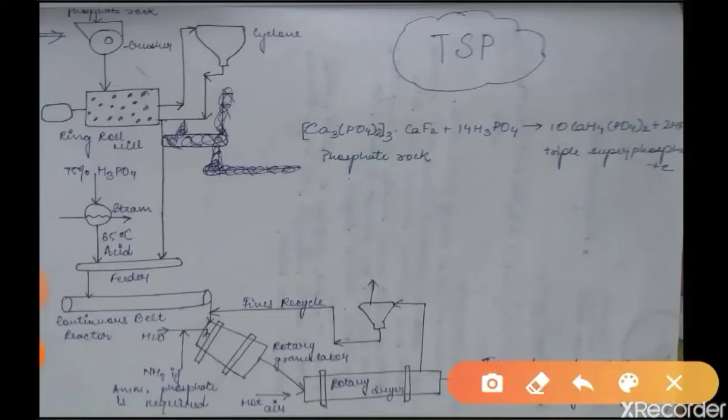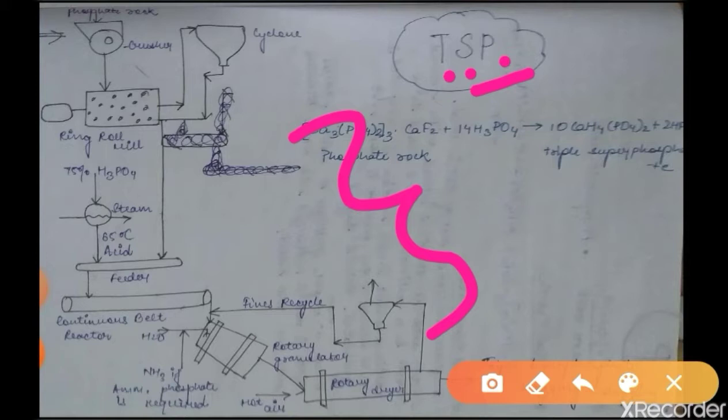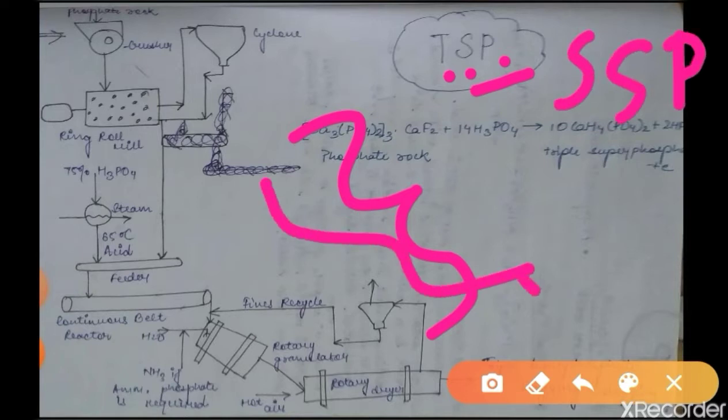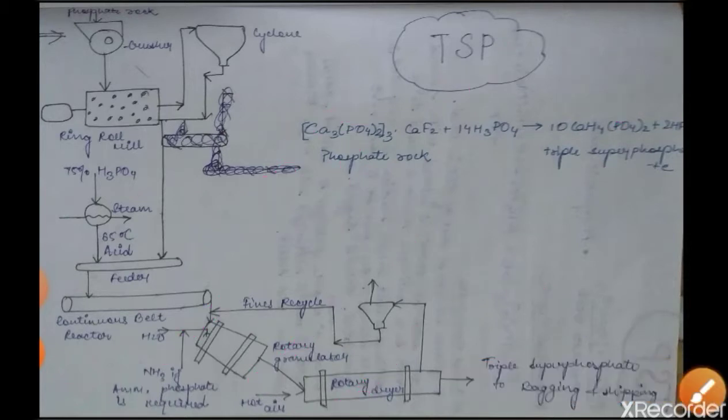So in today's lecture we are going to study the manufacturing process of TSP, that is triple superphosphate. The manufacturing process is exactly equal to what we did in SSP. So I suggest all of you first go and watch the video of SSP, and then the understanding of the flow sheet will be very simple, because the processes, vessels and reactors used are exactly equal, except one thing, the raw material used.